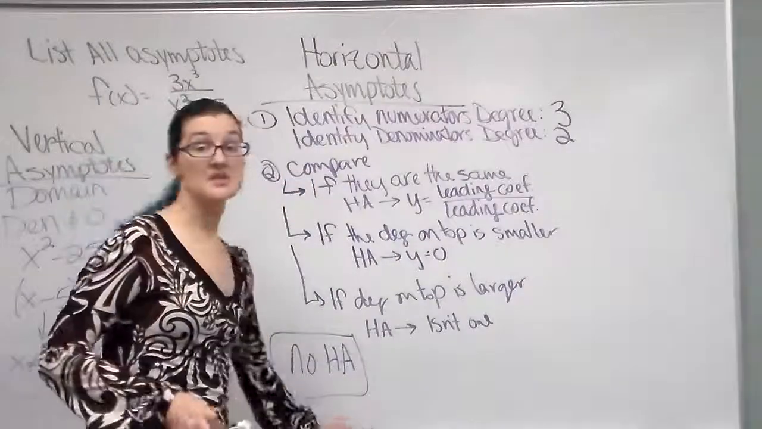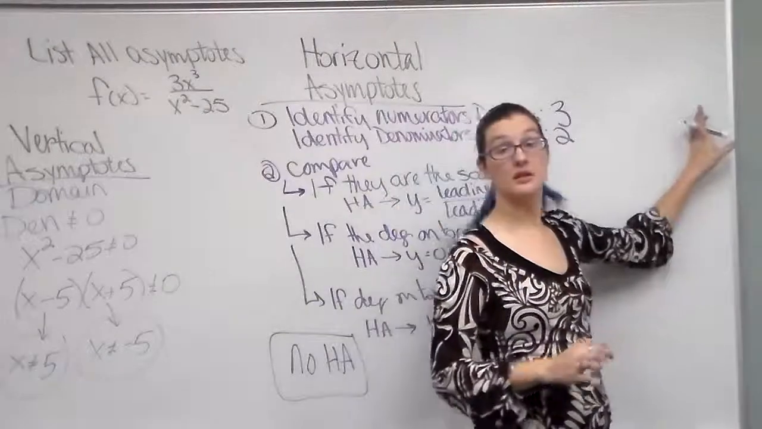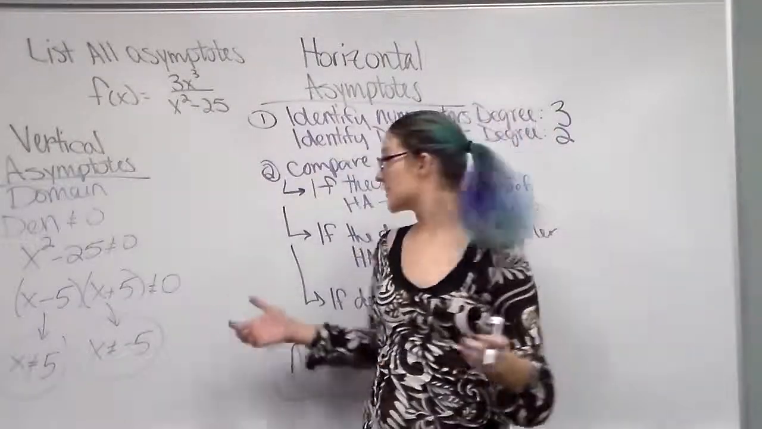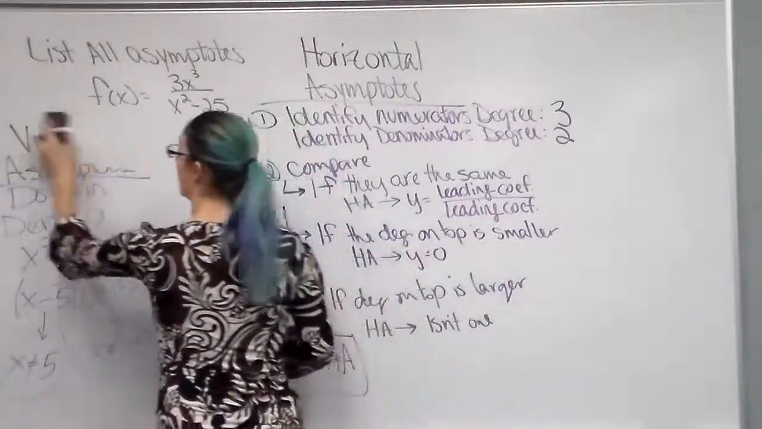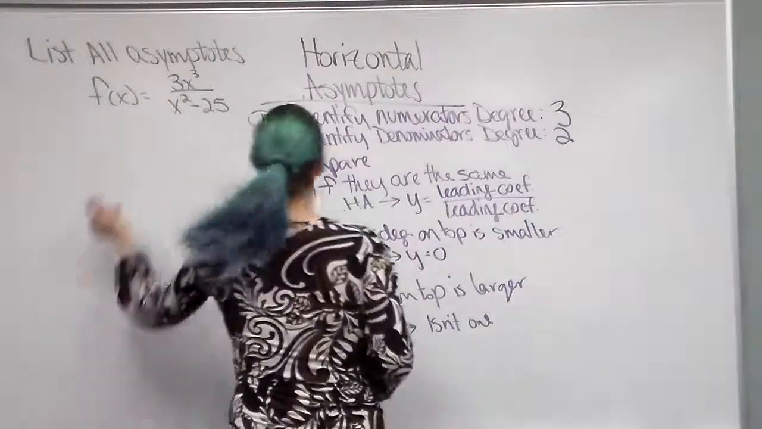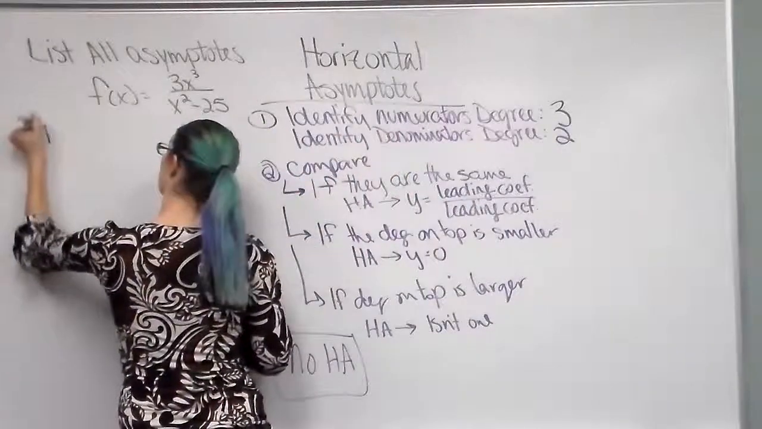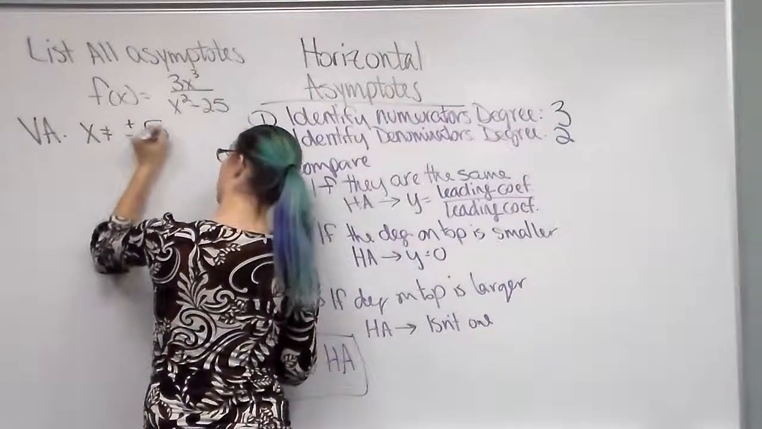Okay. And there's a third type. Let's see how much board space do I have left. All right, so the third type, and I'm running out of room. I'm going to have to erase verticals, I guess. I'm going to put it up here. Vertical asymptote, x cannot equal plus or minus 5.